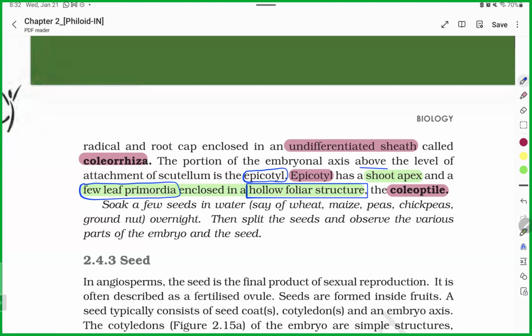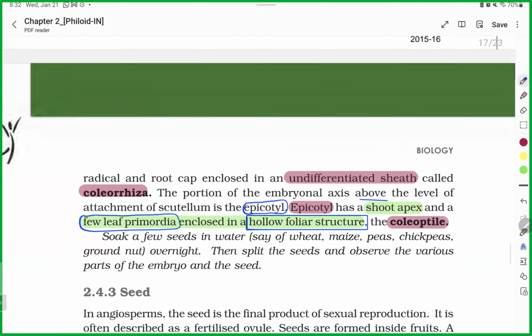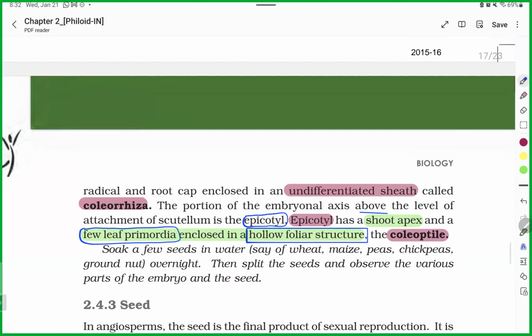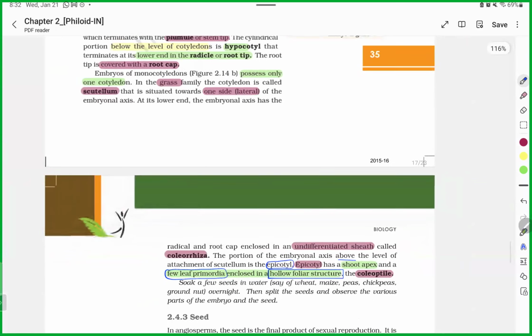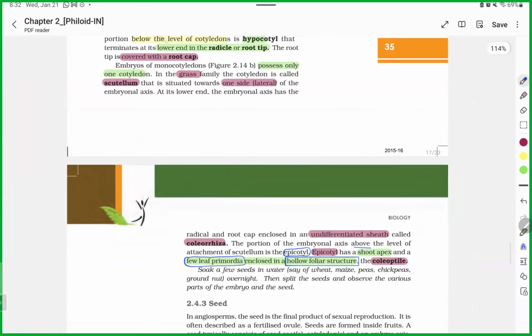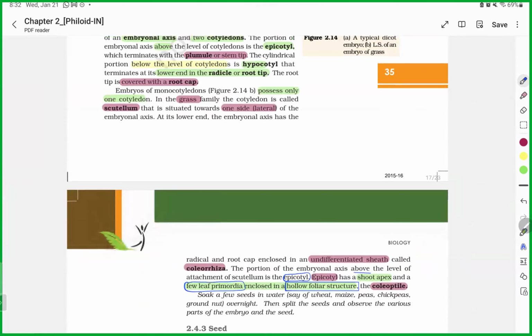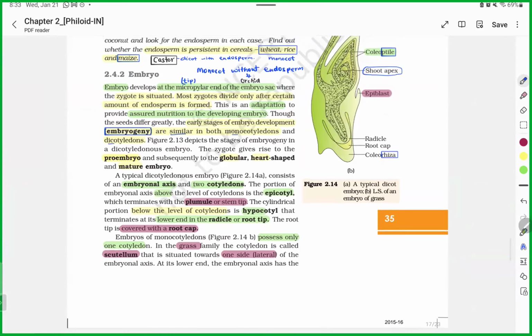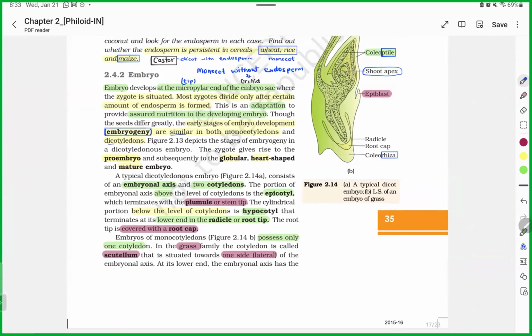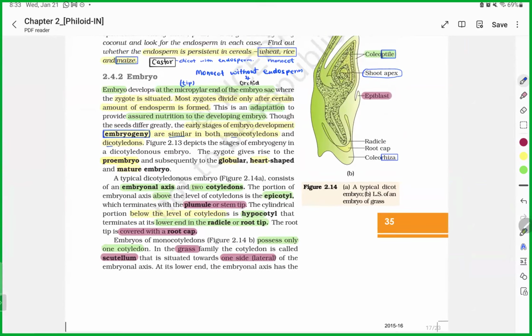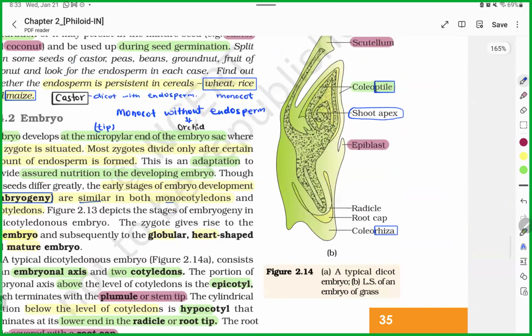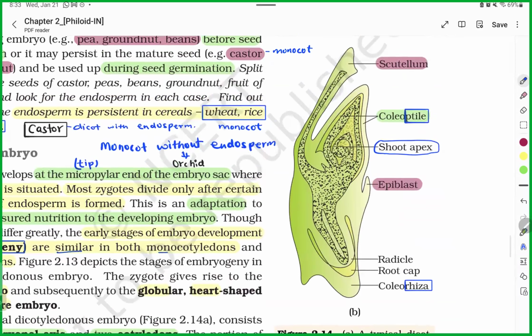Leaf primordia. Tell me, guys, you were reading this chapter. You have all the important details. You will never miss important details. Were you highlighting these keywords again and again? Like undifferentiated sheath, hollow foliar structure. So what did you say? I couldn't hear you. You have to cover the nuance, small details in biology, that will make a difference. In this case, epiblast is the unique thing.